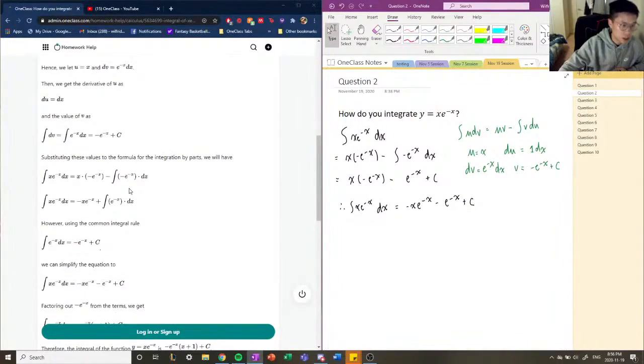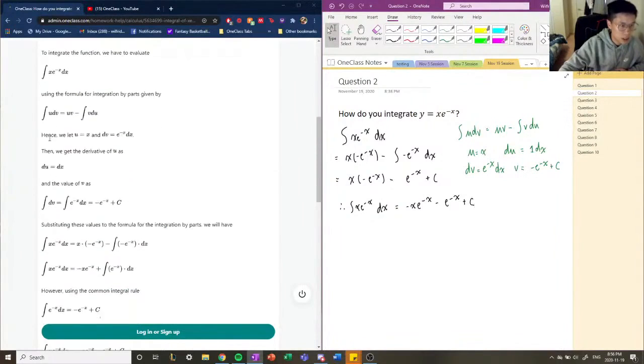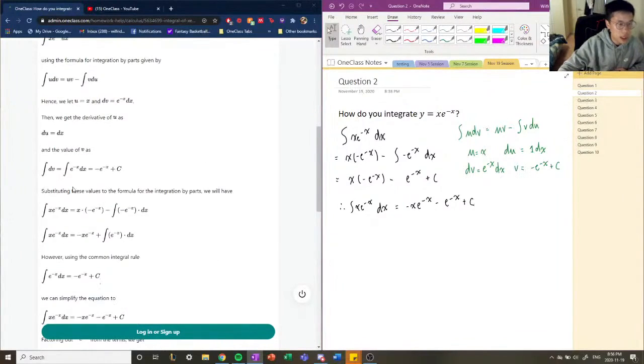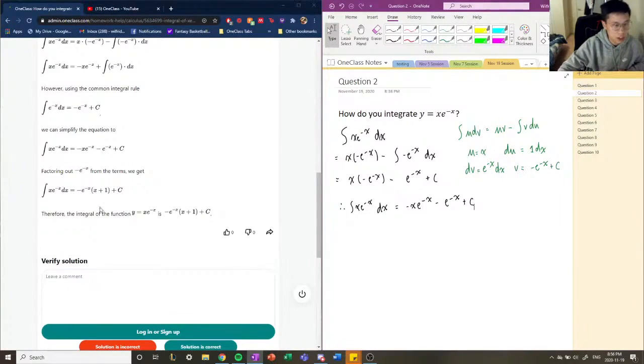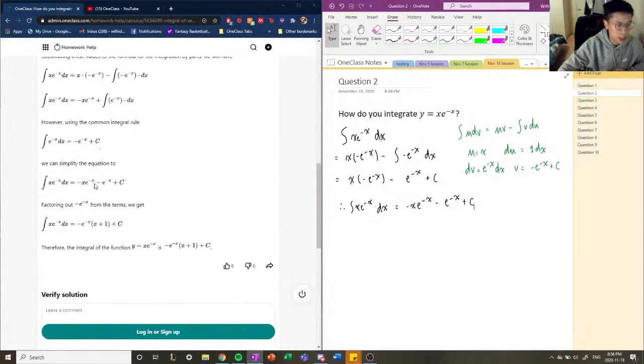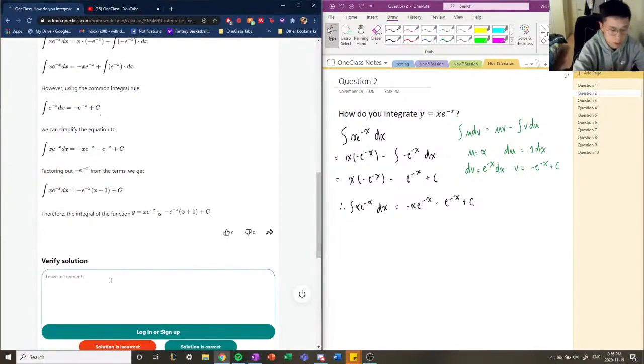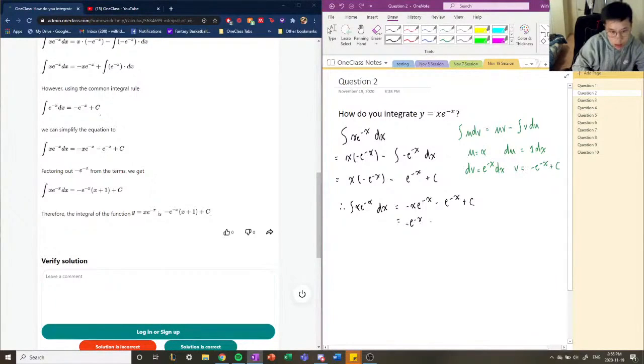So that's the answer to our question here. And the junior tutor also came to the same solution. They used integration by parts. They stated the formula for integration by parts, and then they found their substitution variables, and they solved the integral using integration by parts, and they came to the solution here, which is negative x times e to the negative x minus e to the negative x plus c. The only difference in our solution is that they factor out negative e to the negative x. So maybe I should write out that solution actually, just to be consistent with this. So this equals negative e to the negative x times x plus 1, plus c. Okay, cool.